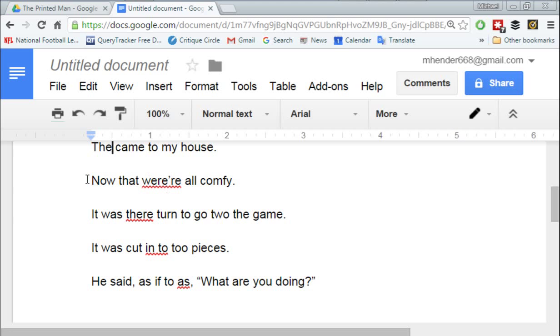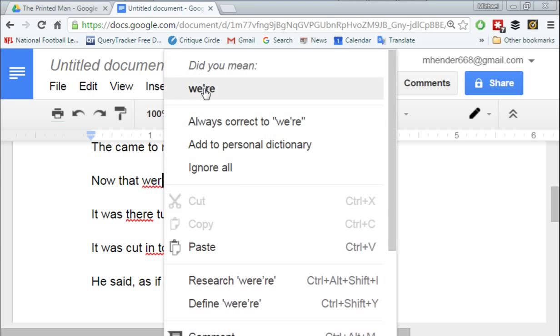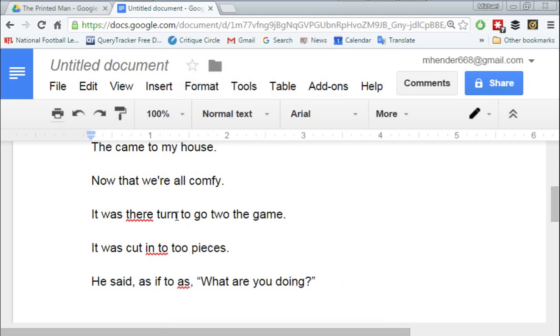Here's another example. I don't even know why Atlantis doesn't find this. This is not really a word. Were. Obviously did not mean that. It means we're. Google finds it.